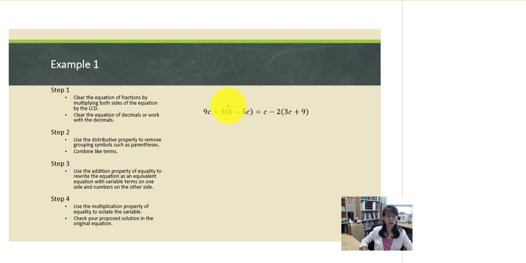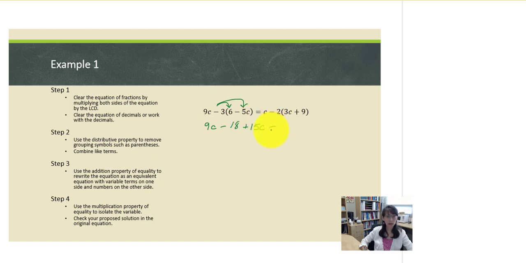So the best thing I can do to eliminate these parentheses is to distribute this term negative 3 that is outside of the parenthesis. So negative 3 is distributed to each term inside that quantity. So 9c remains. Negative 3 times 6 is negative 18. Negative 3 times negative 5c would be positive 15c. And right there is where a lot of mistakes occur. Negative times negative becomes positive.